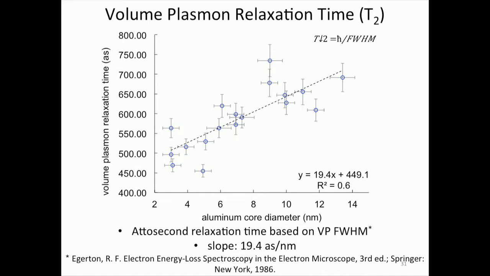And another interesting thing is that if we have a linear fitting in this data set, we got a slope of 19.4 attoseconds per nanometer. So this means that if we're able to control the feature size with 1 nanometer precision, we will be able to change the volume plasmon relaxation time, or the dephasing time, by 19 attoseconds. So we suggest that probing volume plasmon lifetimes or relaxation times in these nanostructures might be very interesting for attosecond science.